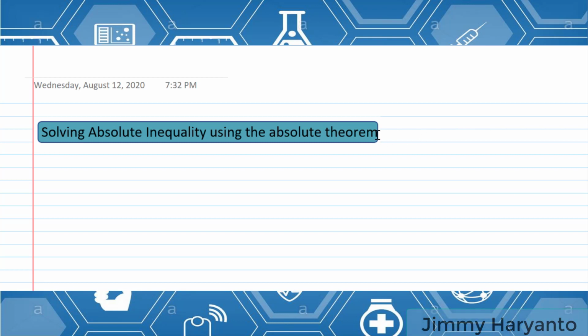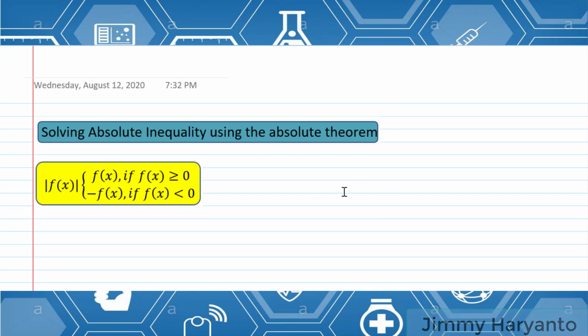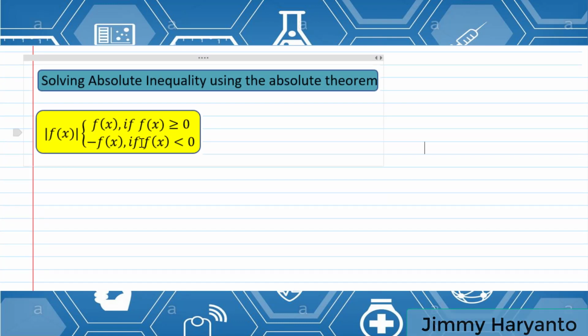The absolute theorem is already given in the equality, which is this one. The absolute value of f(x) can be separated into 2 cases: f(x) if f(x) is greater than or equal to 0, and negative f(x) if f(x) is less than 0. Remember this? This is type 4 of absolute equality.